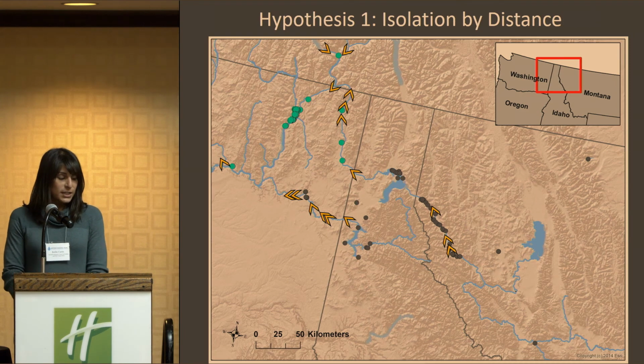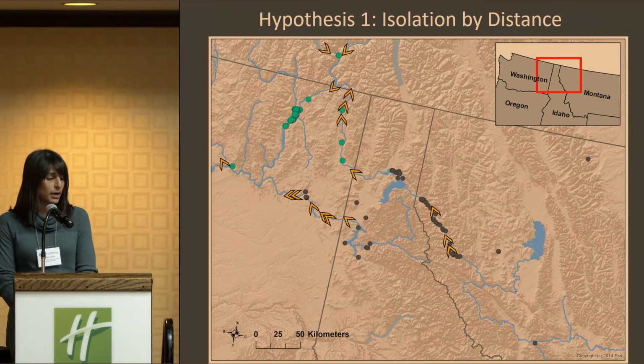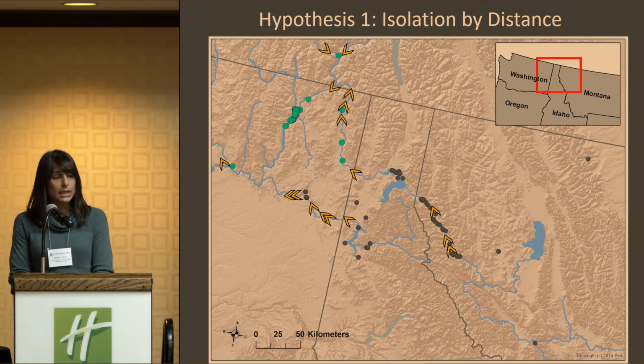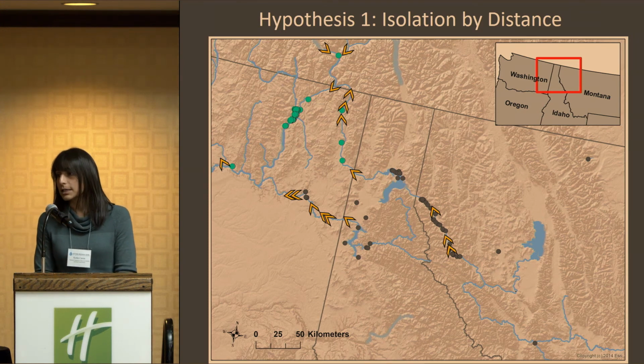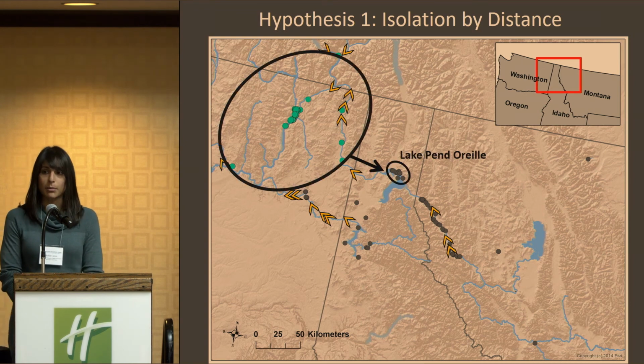All right, so our first hypothesis from a genetic perspective answering this question is, if northern pike in eastern Washington are the product of downstream drift, we would expect to see what geneticists call isolation by distance. And what that means is that the populations in eastern Washington would be most closely related to the nearest upstream population. And in this case, that would be Lake Pend Oreille.